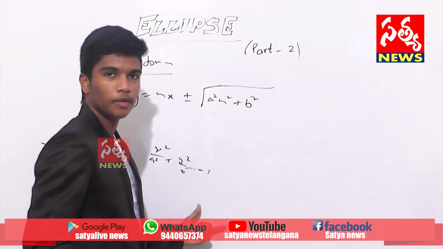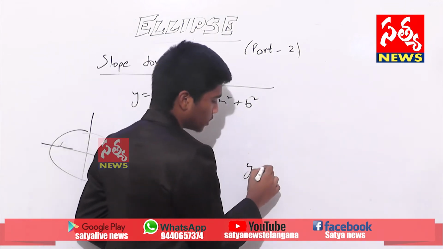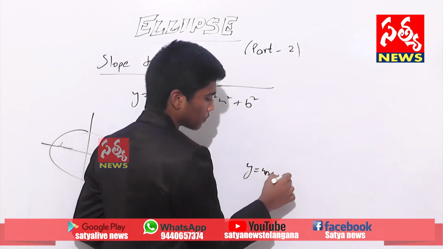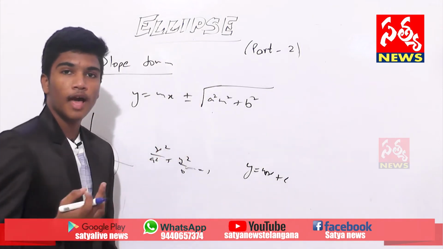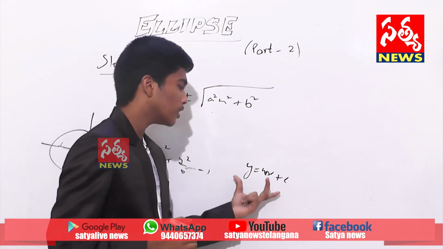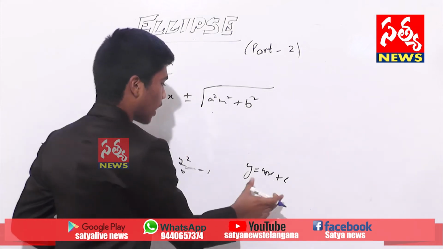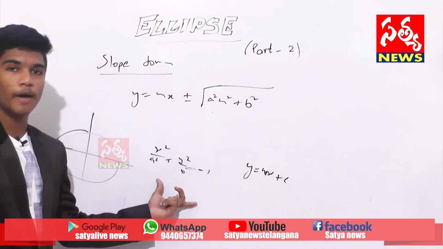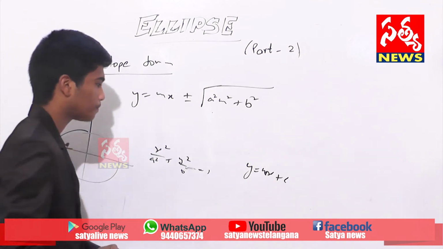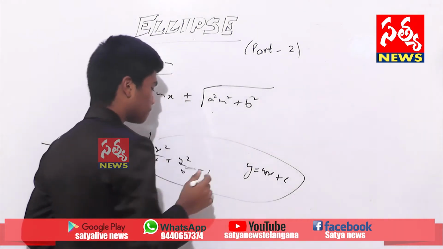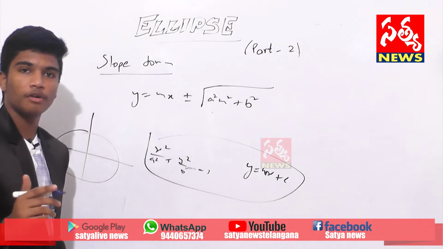Here there is an ellipse equation and another equation, y = mx + c. They ask you to check whether this line is a tangent to this ellipse or not. They will ask in such a manner. Then what do we have to do?